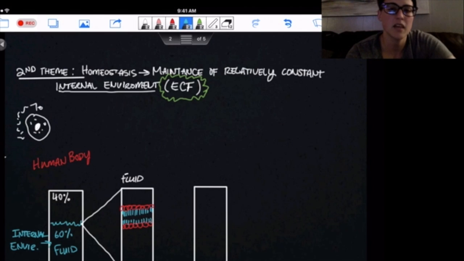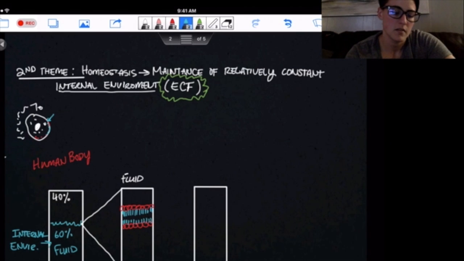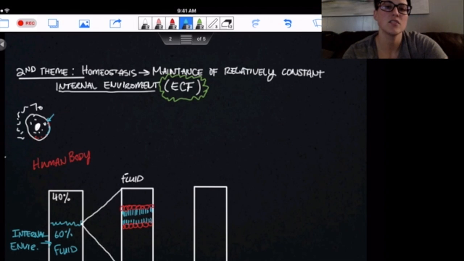Where do we find plasma membranes? Well, around the cell, right? Right in there. The cell membrane is a plasma membrane. What I've drawn here is a plasma membrane. It separates the extracellular fluid from the intracellular fluid. Not the internal environment, but the intracellular fluid. So when you think internal environment, I want you to think fluid.